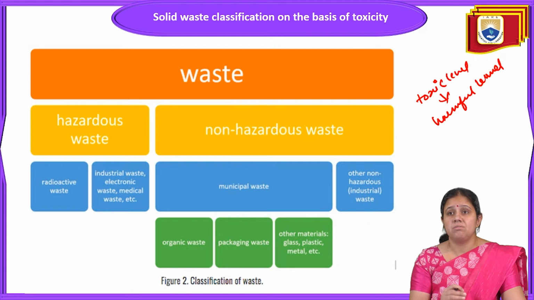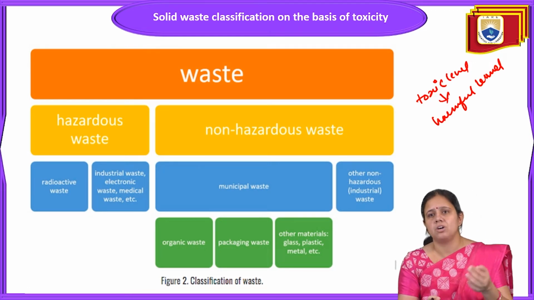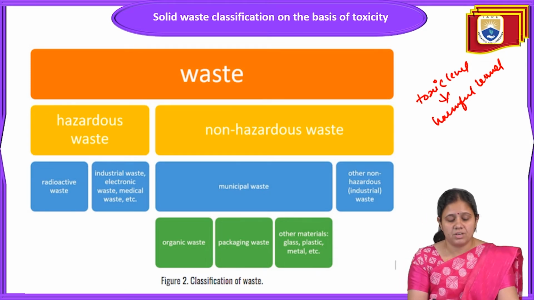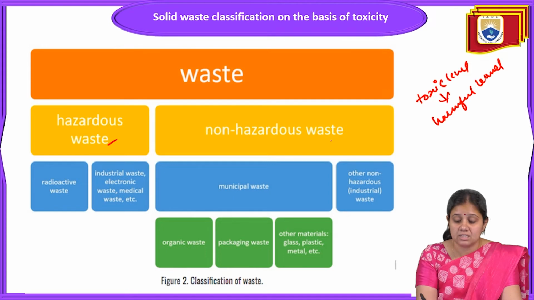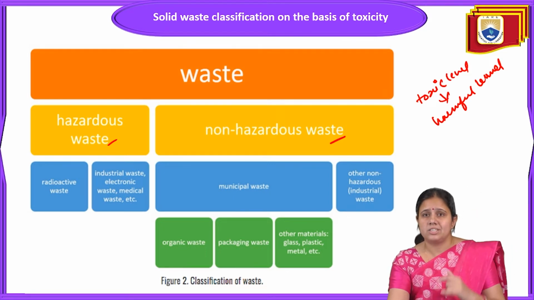Because of that only we get an idea about which management practice is best for this waste, which processing should be there, or what treatment should be adopted for that particular kind of waste. So the first and broadest categories are hazardous and non-hazardous, means on the basis of its nature, on the basis of its toxicity.